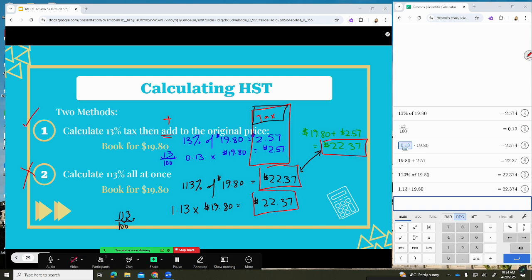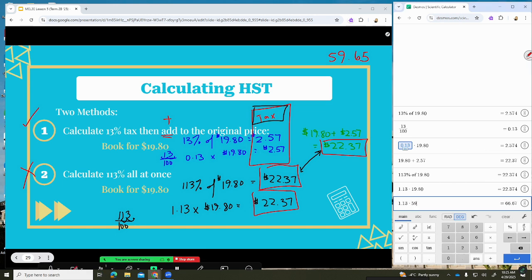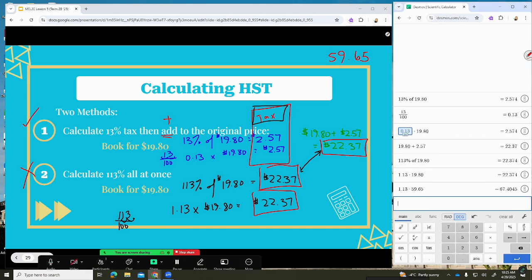But if you just want to know, maybe you're in the store, and remember, this is math for everyday life. We want to make it applicable. I'm in the store. I see a new pair of shoes for $59.65. And I'm thinking, okay, do I have enough on me? In my calculator on my phone, I can do 1.13 times $59.65 and know that I have to have $67.40 on me. That's when you might want to calculate it all at once.